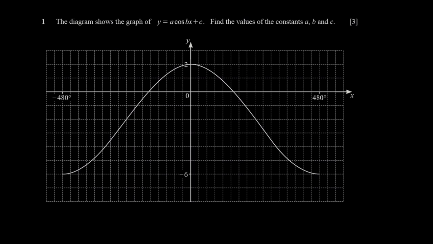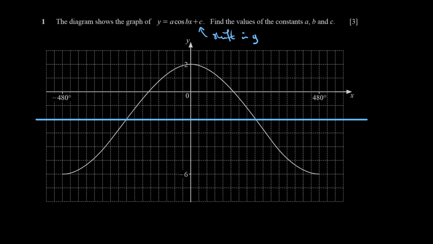And I'm going to start with c, I think. It's the easiest one to understand. C is the shift in the y direction. And it kind of tells you where the center line of your graph is. Now, what do I mean by the center line? I think it's just easier if I draw it on and show you in this case. This is the center line. Right, so that's the line around which the whole of our graph is centered.